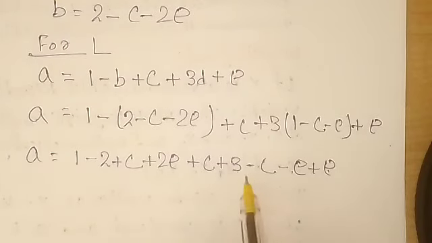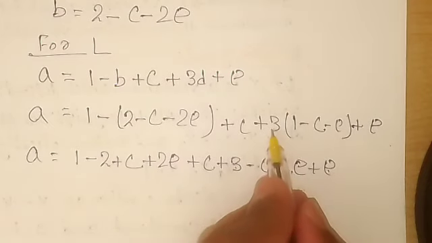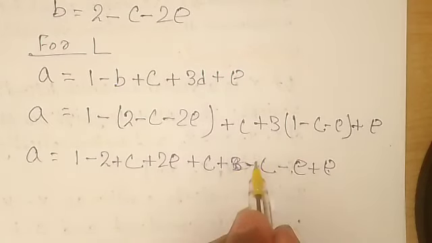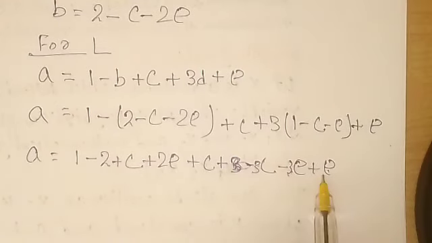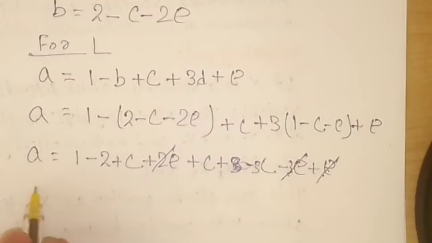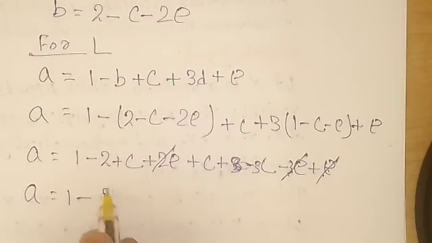I'm sorry. This is what you have, a 3e. Okay, I made a mistake: this e will be multiplied by 3. This is correct, and this is the 3c, and this is 3e, right? So minus 3e plus e is minus 2e, and this will get cancelled. So we have a is equal to 1 minus 2 and plus 2c, right?